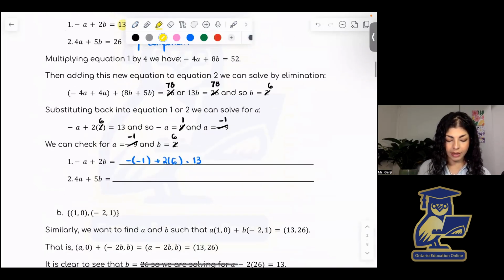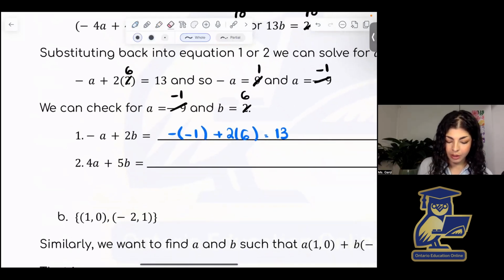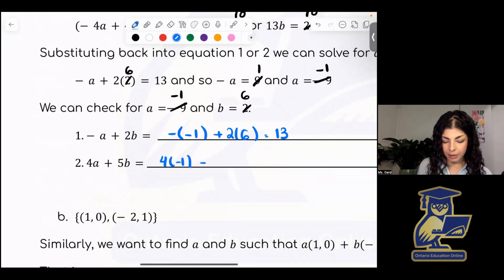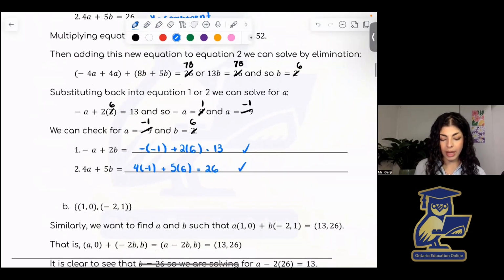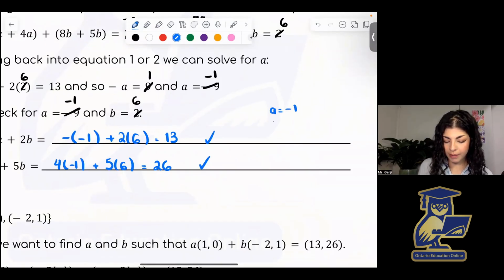And now in part 2, I hope to get 26. So let's double check that as well. So here, 4 times -1 plus 5 times 6. So we have 30 minus 4, which is 26. And those two both match. So then I have A is -1 and B is 6, and that works.